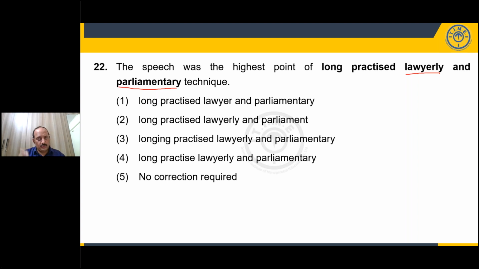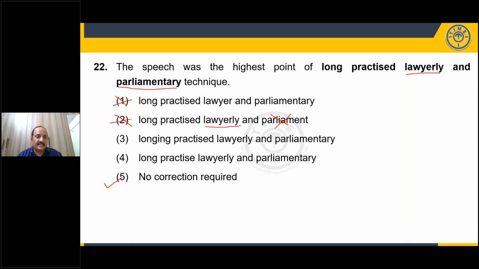So, by the looks of it, the question seems to be fine. But let's quickly check the options also. Long practice lawyer and parliamentary. But lawyer is a noun. I need lawyerly. So one gets eliminated. 2 says long practice lawyerly, okay, but parliament is wrong. I need to say parliamentary because parliament is a noun. Parliamentary would be its adjective form.